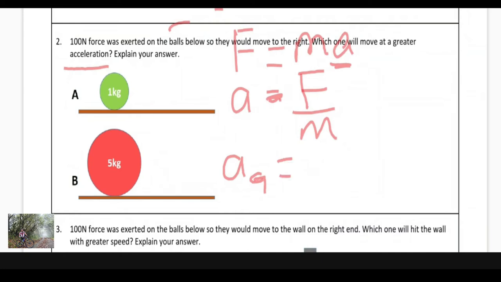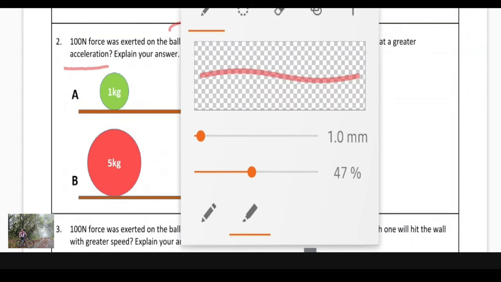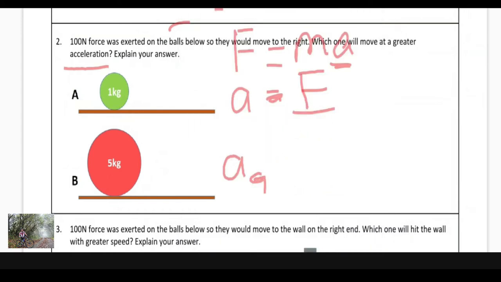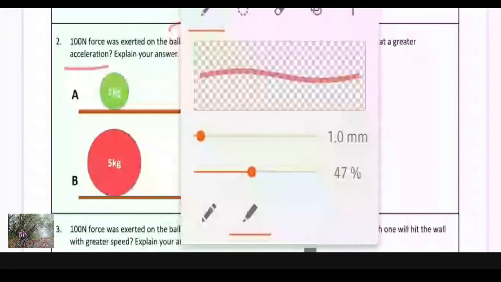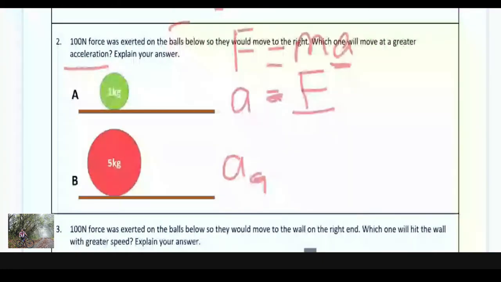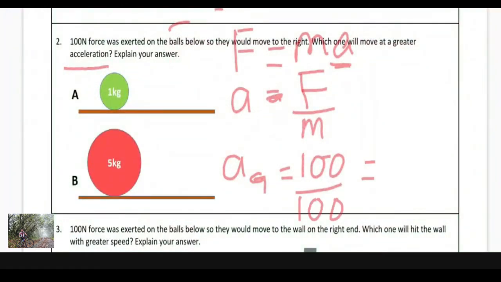So the force, we take 100, because here they give 100 newton for all. Here m, the mass is 100. So for the green ball, 100 over 100. So you get the acceleration is 1 meter per second squared.